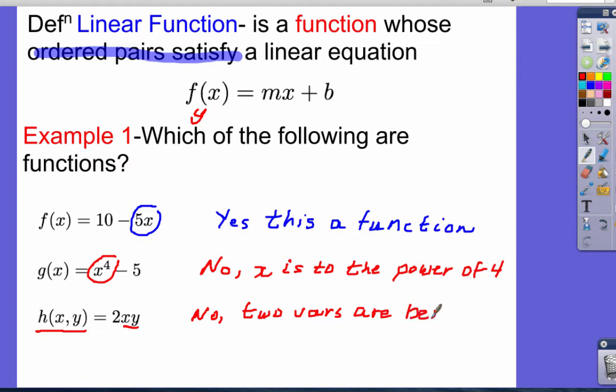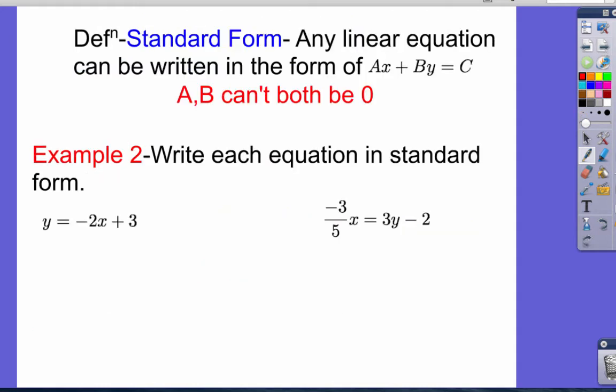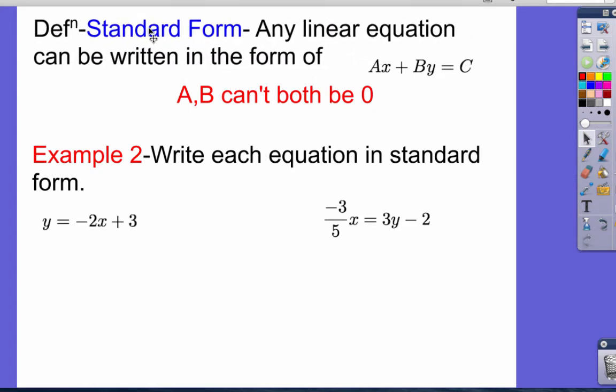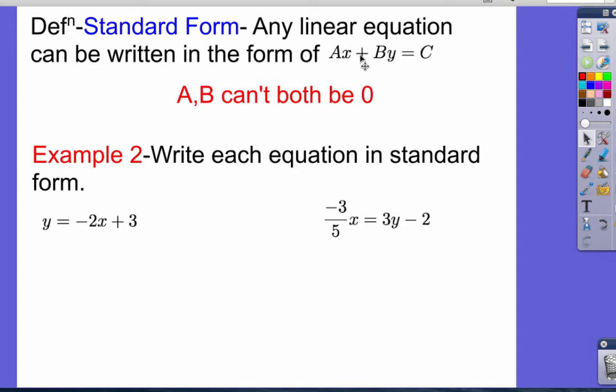Okay, I'll just abbreviate there, being multiplied out. Okay. So when we go on into our next example, we have what we call standard form. That's one of the ways we can write a linear equation. A, B, and C are real numbers, so that's important to realize. A, B, and C are elements of the real number system. A or B can be 0, but they can't both be 0 simultaneously.